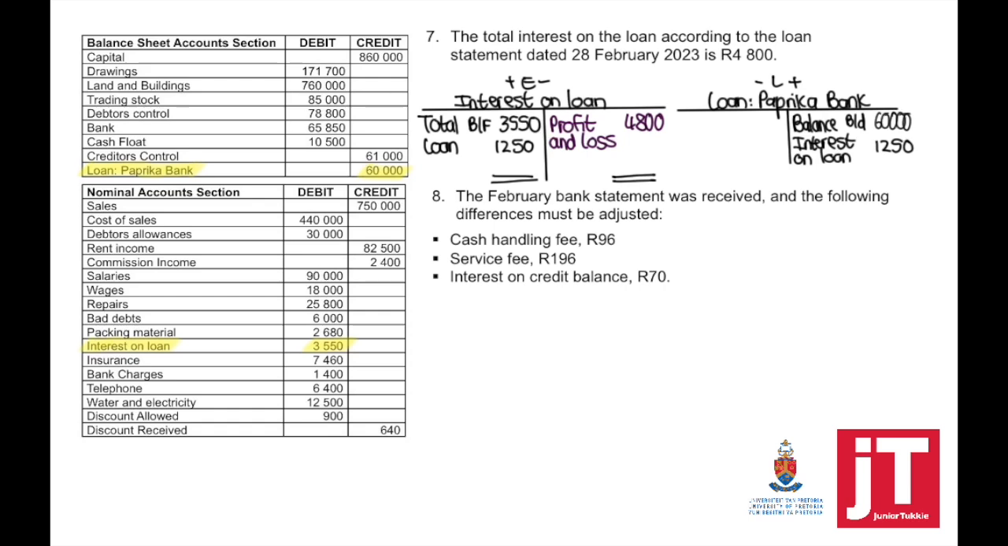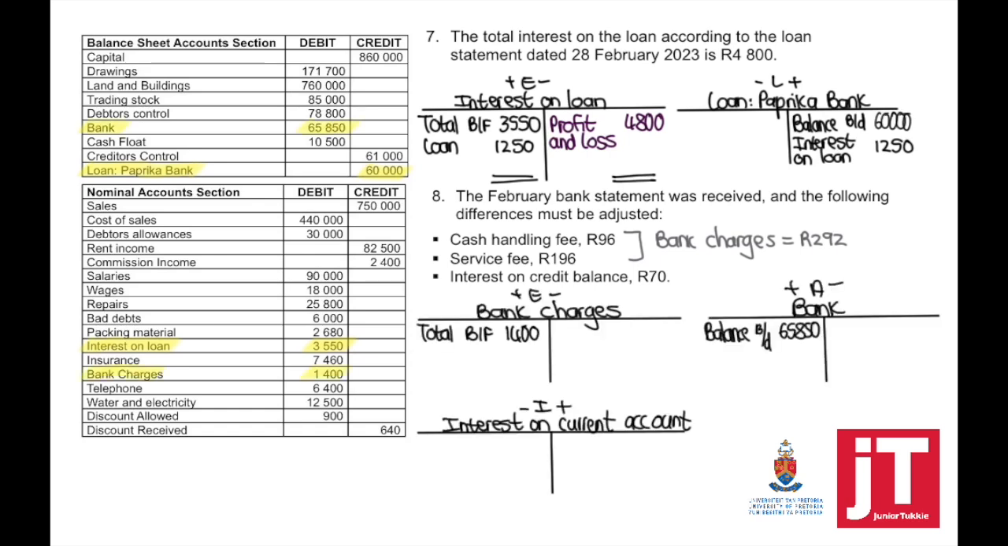So if you see cash handling fees, service fees, that means that is bank charges, which they have charged us. So you need to add this together. Interest on credit balance means credit, positive, from the bank's perspective, it means that we've received interest. You need to make sure that you understand on a bank statement what debit and what credit means.